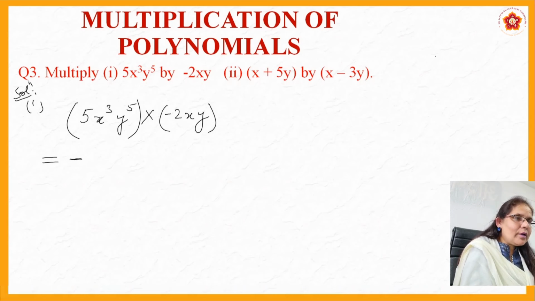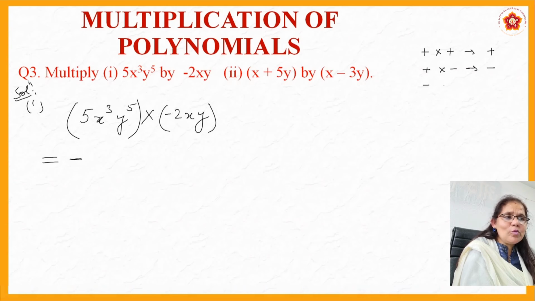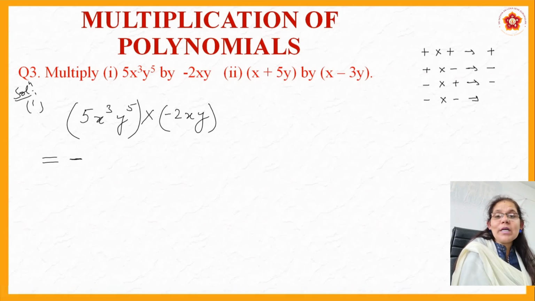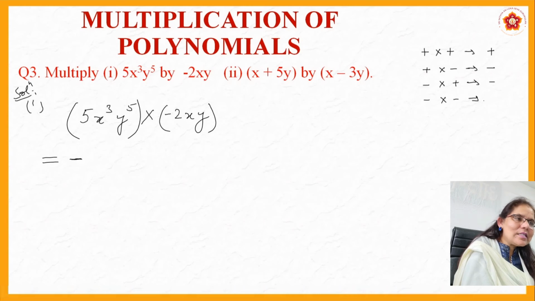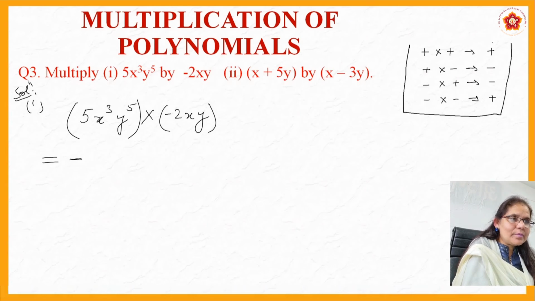Just to recall, if one is plus, other is also plus, and you multiply them, answer will be plus. If one is plus, other is minus, answer will be minus. If first term is minus and you multiply it with a plus term, answer will be minus. And if both are negative, minus 2 multiplied by minus 2, answer is plus 4. So minus into minus is plus. I hope you remember this. So applying the same thing here.